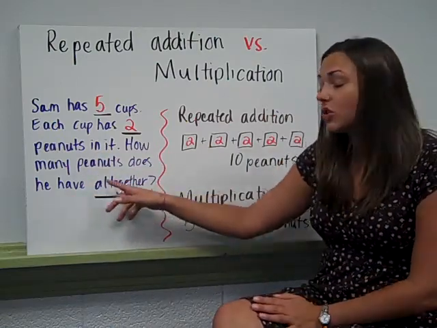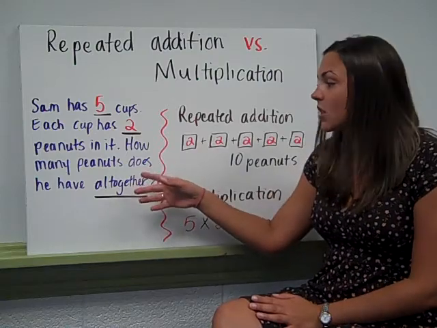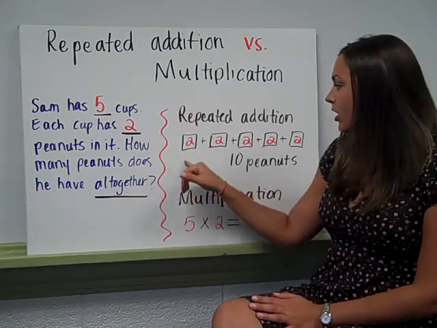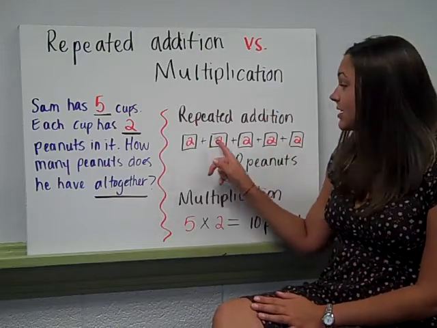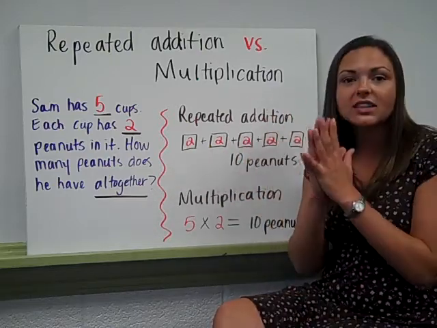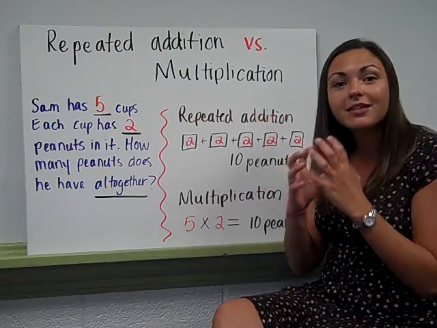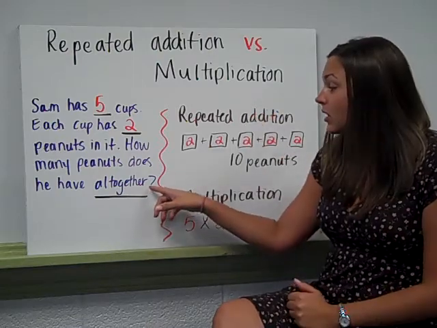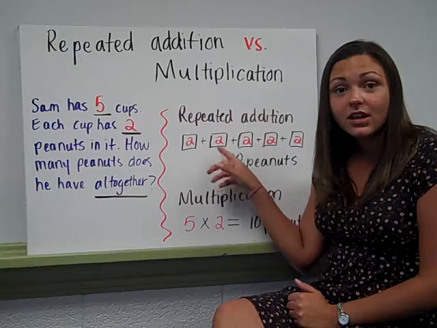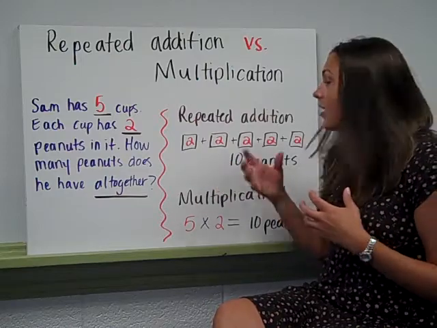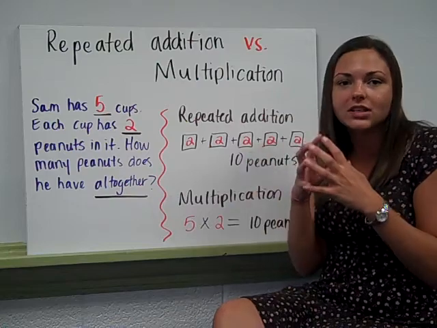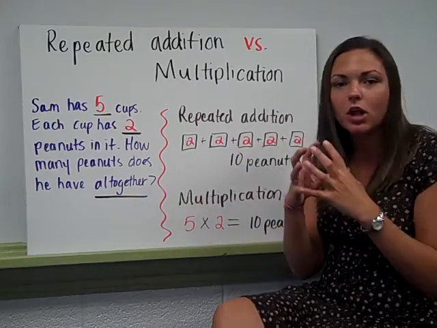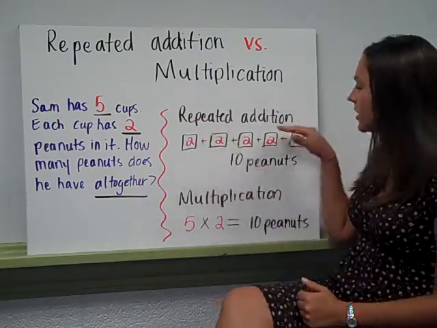Now I circled the word all together because that means it wants me to take 5 cups, 1, 2, 3, 4, 5, with 2 peanuts in each, and put them all together, combine them. That gives me the problem with addition. It tells me I need to use that operation in order to solve it. All together, bring everything all together in one piece. Wrap it all up.